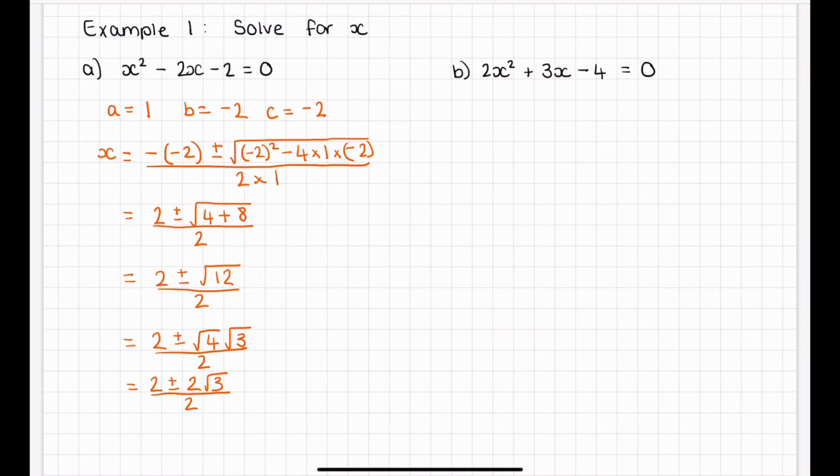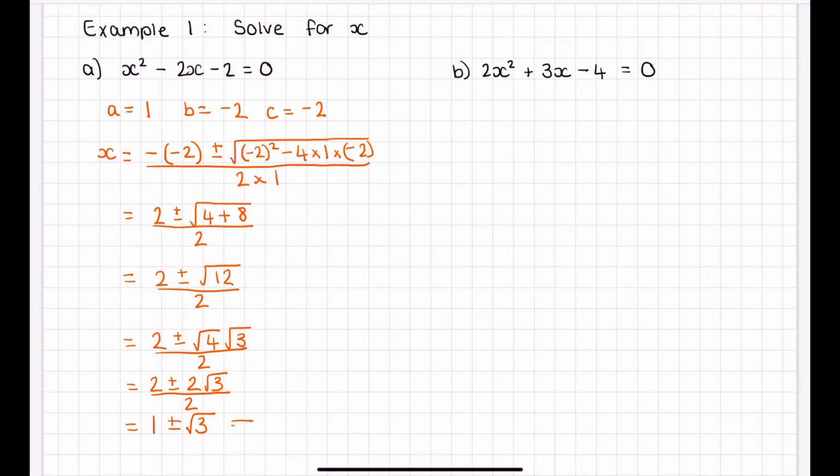Now, fractions, remember, we can only simplify if everything has that factor in it. And you'll see here, we can divide every single one of these parts by 2. So 2 divided by 2 is 1, plus or minus 2 root 3 divided by 2, which will give us root 3. And then the 2 on the bottom will just be 1, so we don't need to write it. So our solution to this one is 1 plus or minus root 3.